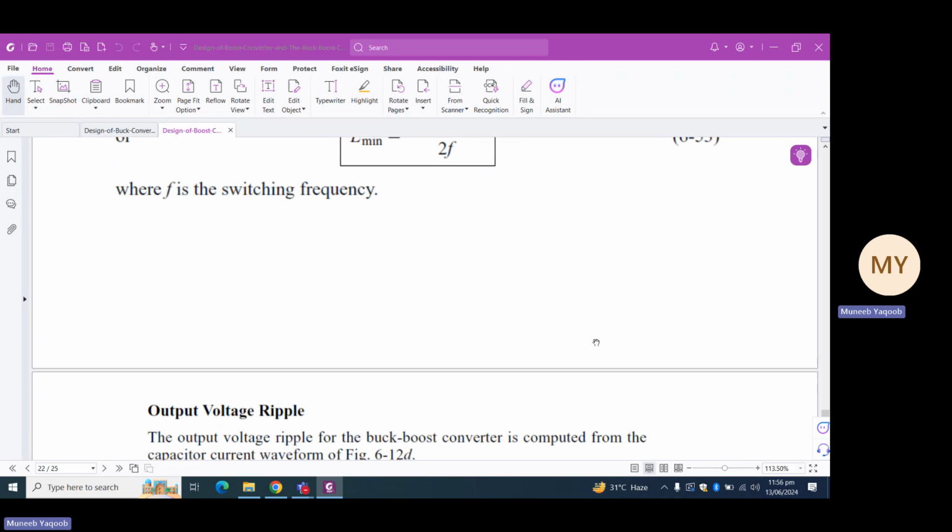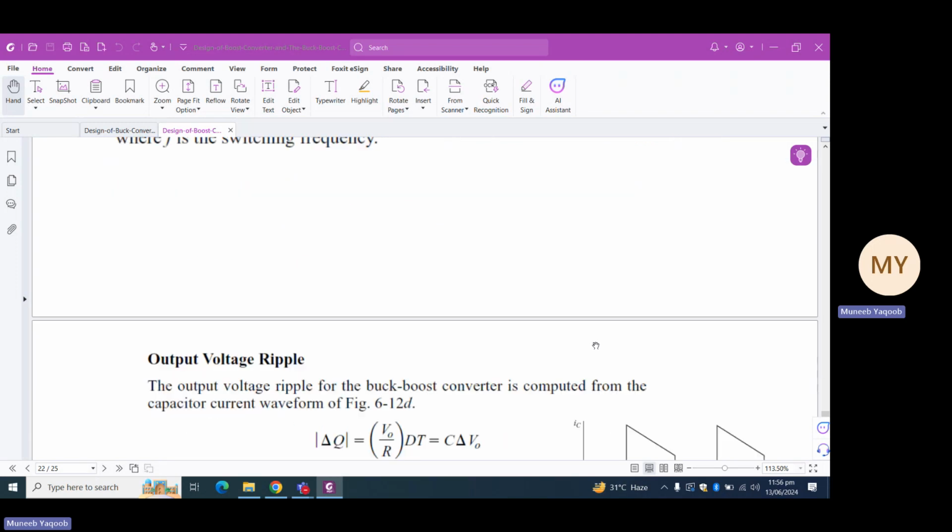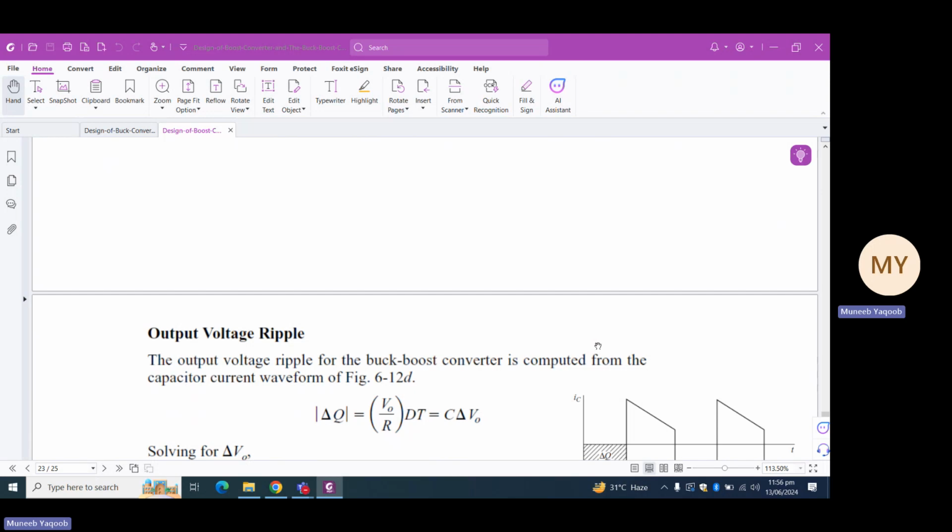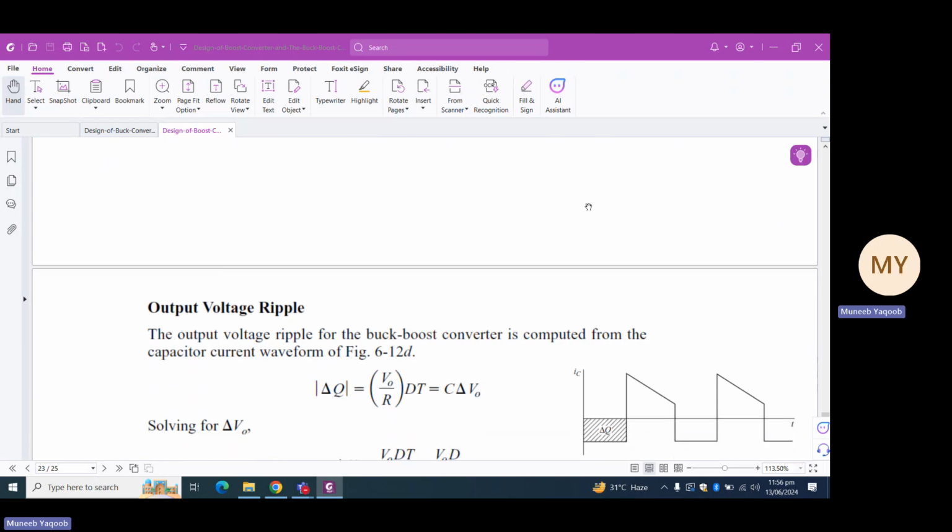Similarly, to cope with the output ripple voltage, as we did in our buck and boost converters, we will repeat the same procedure: delta Q equals C times delta Vo, where delta Vo is the ripple voltage.